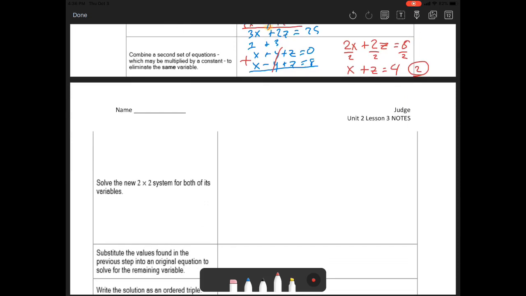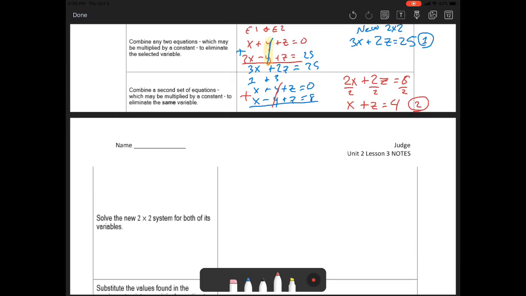So that's how we do the first 2 steps. I'm going to scroll down. I'm going to solve the new 2 by 2 system for both of its variables. So my new system is going to be 3x plus 2z equals 25, and then I've got x plus z equals 4. So we're going to eliminate z. That's what we're going to focus on right now, our z.